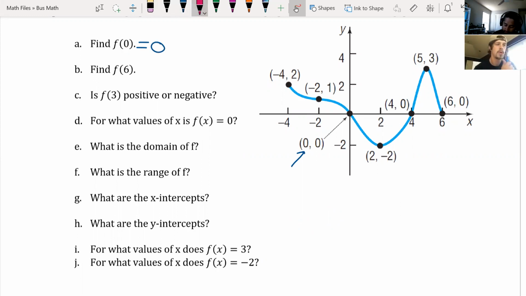Okay. Let's try it again. B, find f of 6. This means you look on the graph and you find where 6 is at. So here is where x is 6. And again, we find where x is 6 and we want the y value. What y value is associated with that?